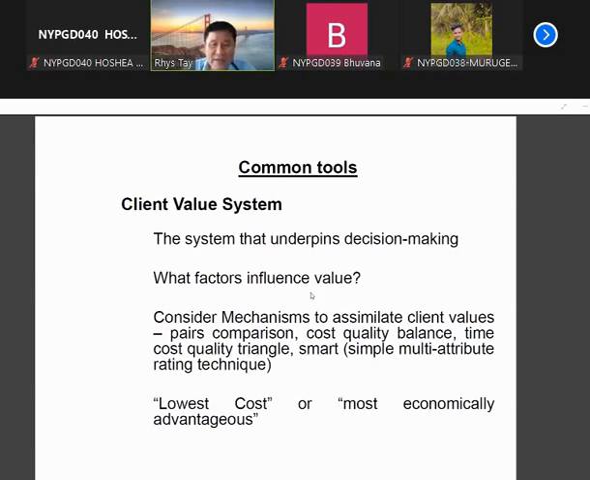All right. Critical value system: the system that underpins decision making. What factors influence value? Again, it is about value engineering, value analysis. Consider mechanisms to assemble client value, comparison, quality system, everything. So you can see that doing a project, a planning project, you can use a lot of tools, but use something that you are familiar with. Okay.